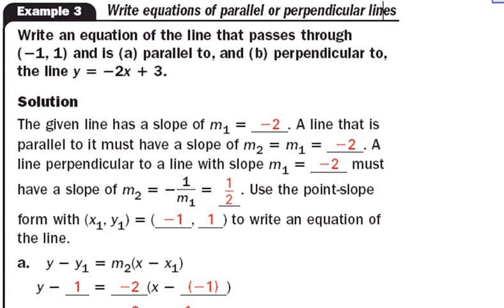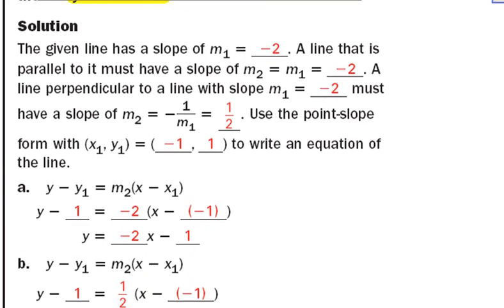All right, now I've got to go revisit my definitions for parallel and perpendicular. Remember, lines that are parallel have the same slopes, and lines that are perpendicular have slopes that are negative reciprocals. So what do they want you to do? They want you to write 2 equations. Both of these lines are going to go through this point, negative 1, 1. One is going to be parallel to this equation, so that means it's going to have a slope of negative 2. The other is going to be perpendicular, which means its slope is going to be positive 1/2.